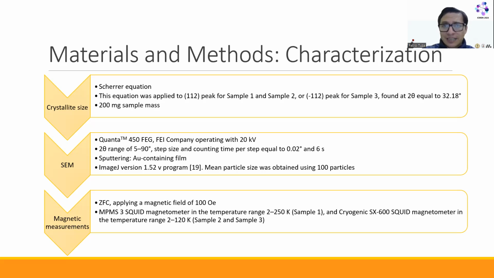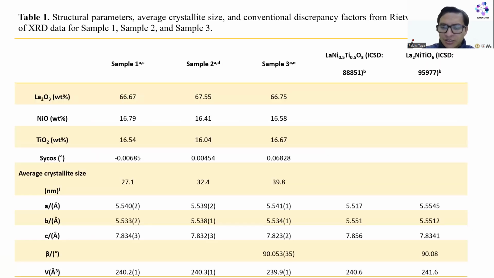The first one was a MPMS-3 SQUID magnetometer. The second one was a SX600 SQUID magnetometer. Let's move to the results and discussion section. Table 1 presents the results of the chemical composition.